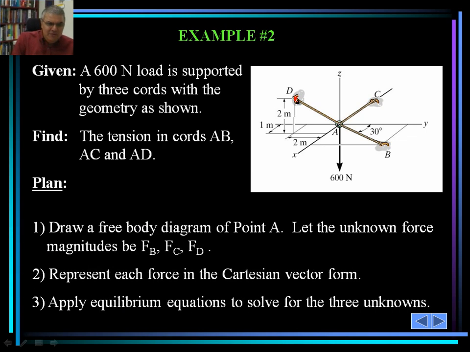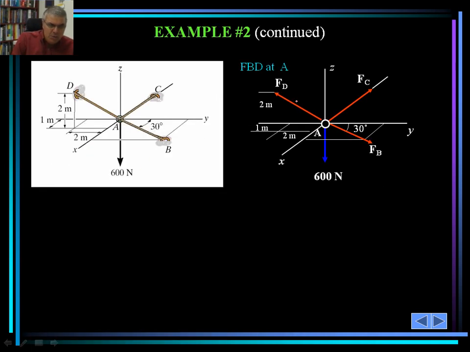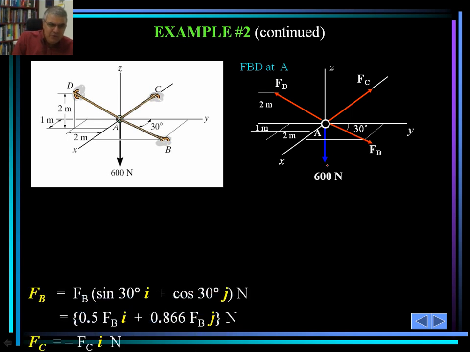So our plan is to draw a free body diagram of point A. We let the unknowns be F sub B, F sub C, and F sub D. We're going to represent each force in Cartesian vector form, and apply equilibrium equations to solve for the 3 unknowns. Here's a free body diagram at A, F sub B, F sub C, and F sub D is shown. 600 Newton is acting downward. That is also shown. Distances and the angles are also shown.